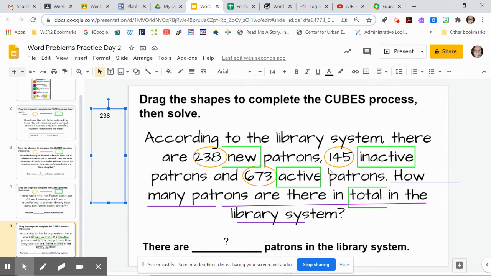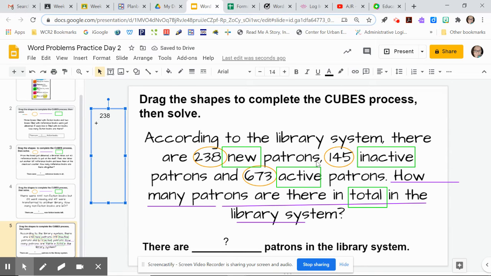According to the library system, there are 238 new patrons, 145 inactive patrons, and 673 active patrons. So these are all things that are in the library system. They're on the computer. How many patrons are there in total? It doesn't say anything in the question about how many total active people are there or how many total people are coming to the library. It's saying how many are in the library system. So you know what? I do think I'm actually going to be adding all three of these numbers. So that's interesting. All right, so here we go. Let's add all three of those numbers.